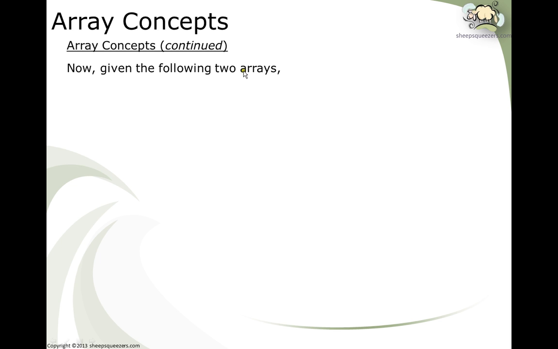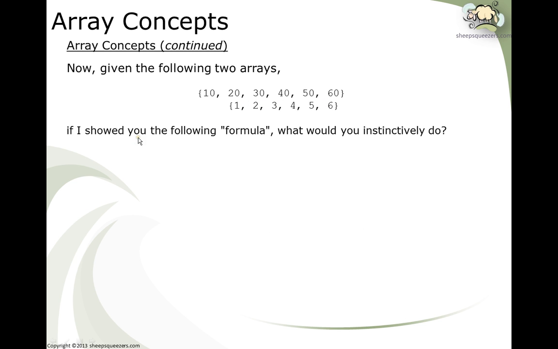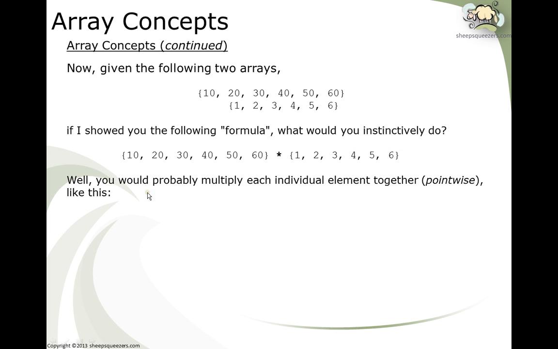So now, given the following two arrays, 10, 20, 30 up to 60, and 1, 2, 3 up to 6, if I showed you the following formula, what would you instinctively do? Well, I have an array, 10, 20, 30 up to 60, a multiplication symbol, and then another array, 1, 2, 3 up to 6. What would you instinctively do? Well, you would probably multiply each individual element together point-wise.